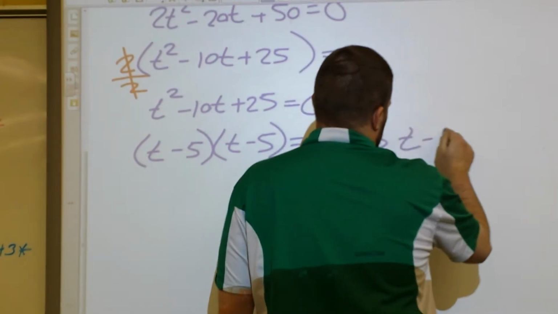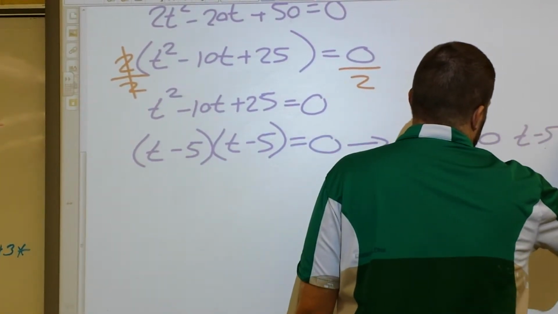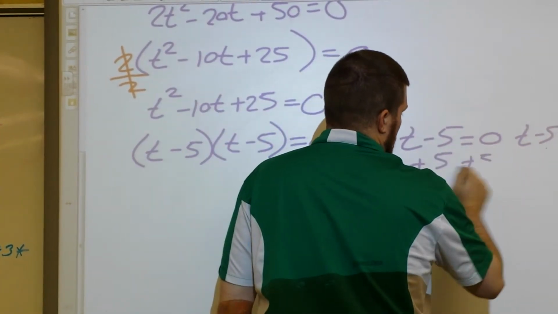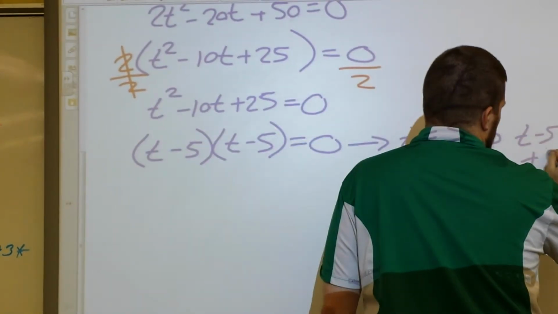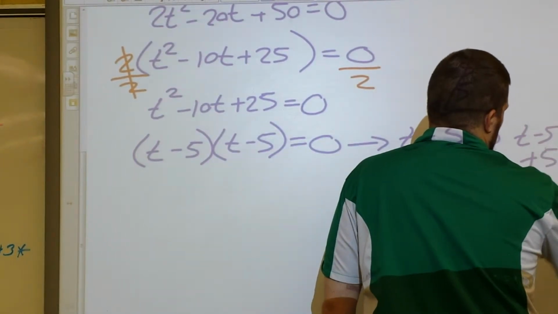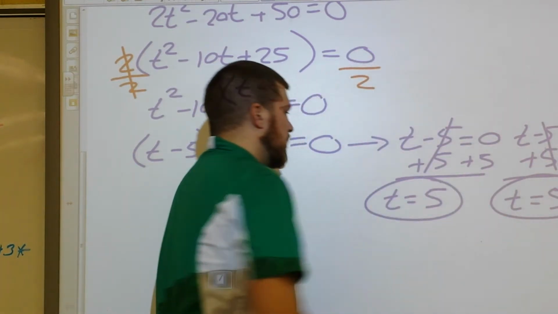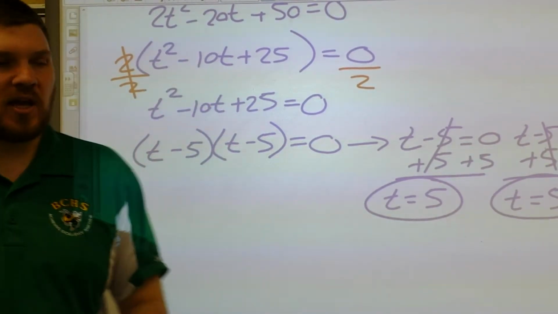So we have t minus 5 equals 0, and t minus 5 equals 0. So plus 5, so t equals 5, plus 5, so t equals 5. Now, this might look kind of weird because I had t equals 5 and t equals 5. I had two solutions, but they're the same answer.